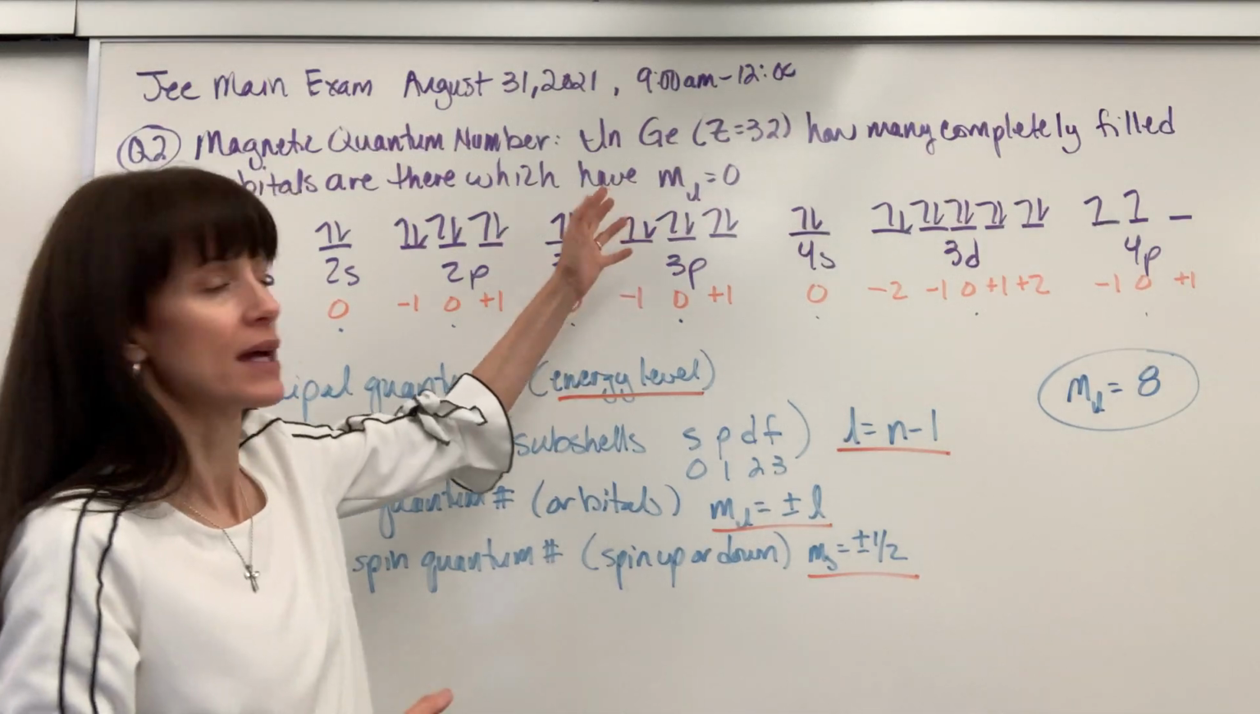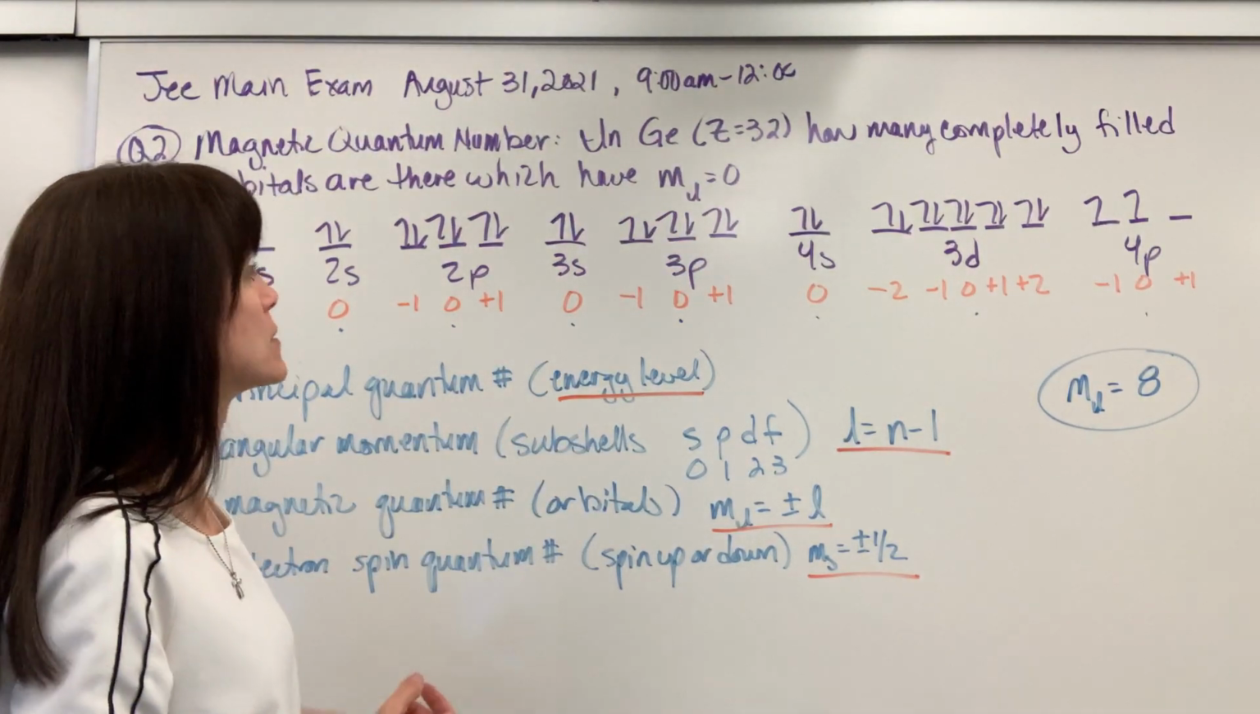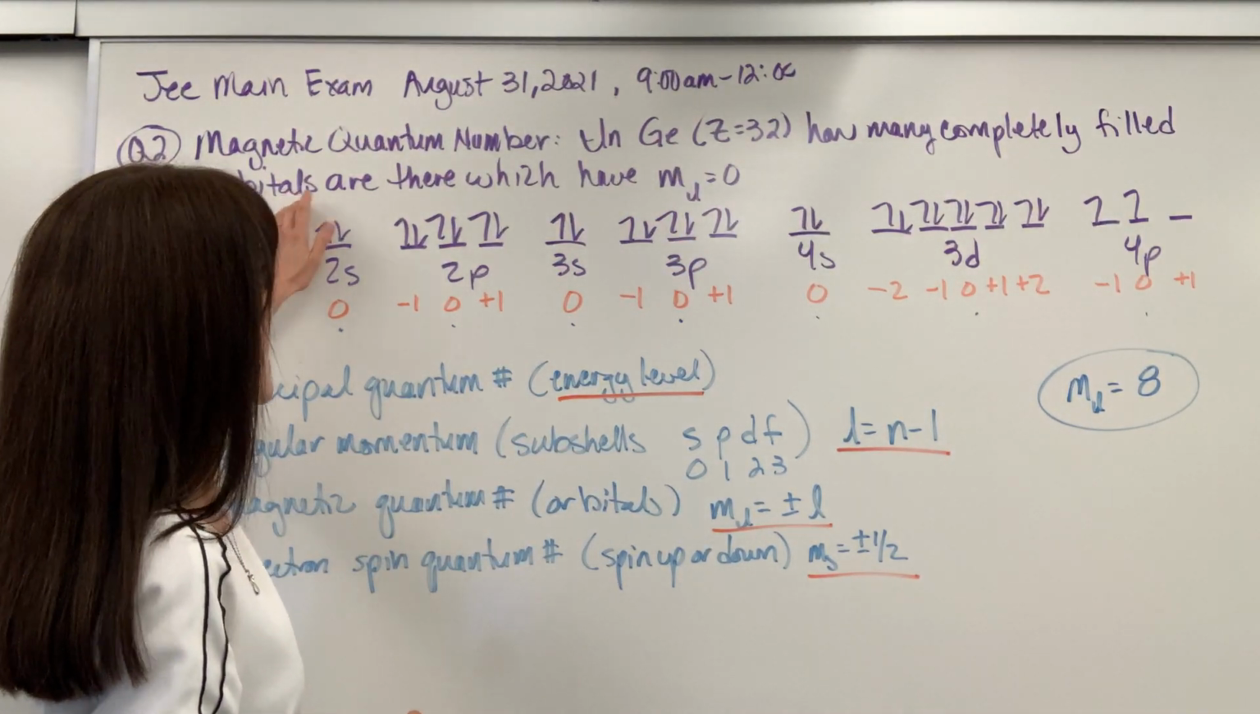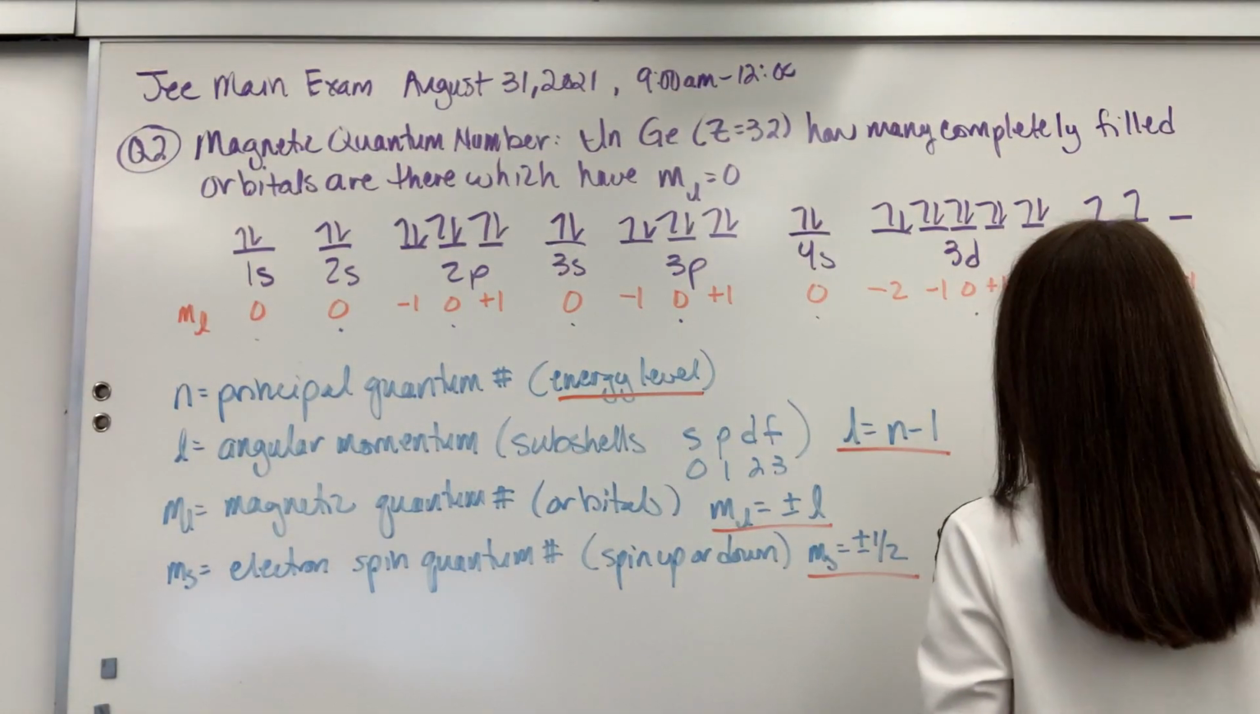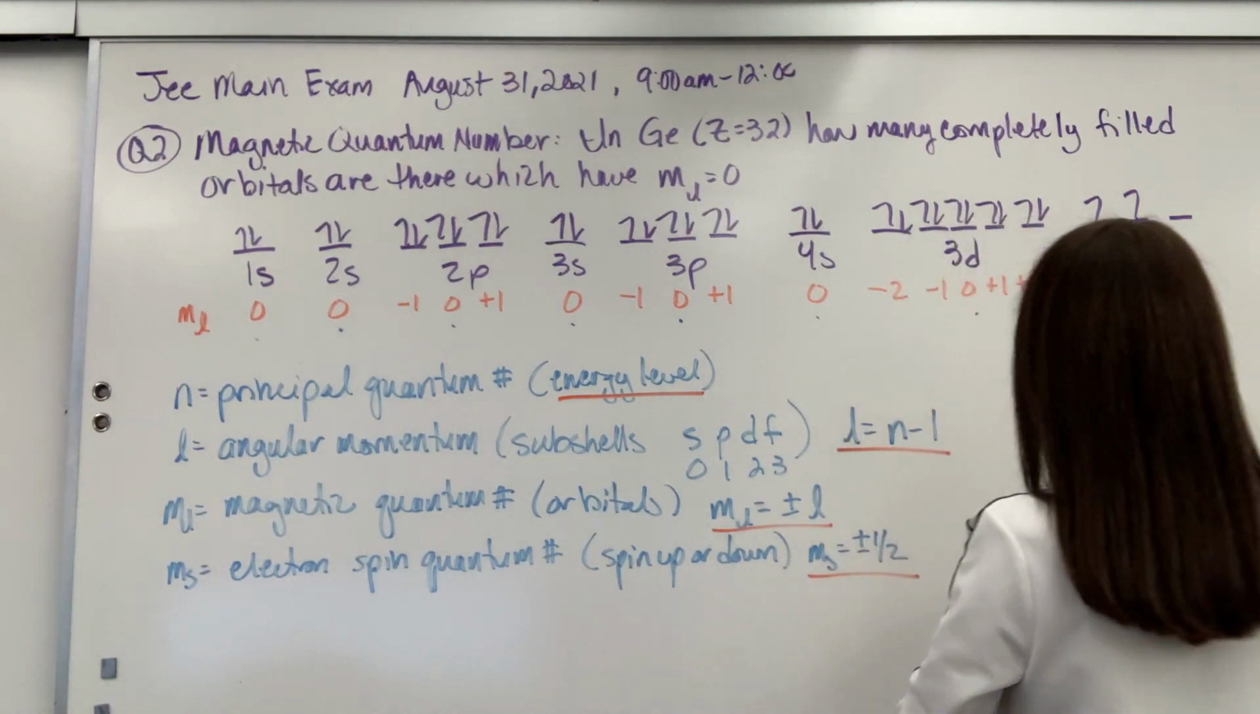In germanium that has 32 protons, how many completely filled orbitals are there which have an m sub l of 0? An m sub l of 0.